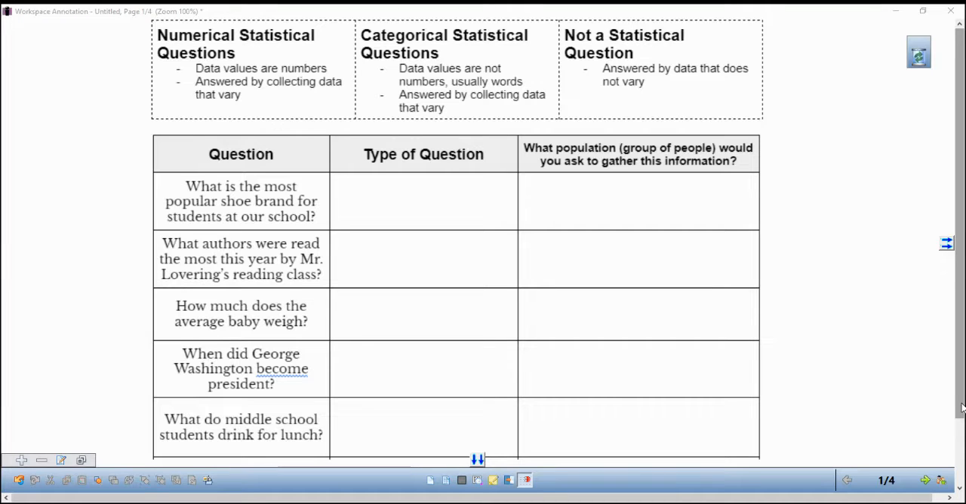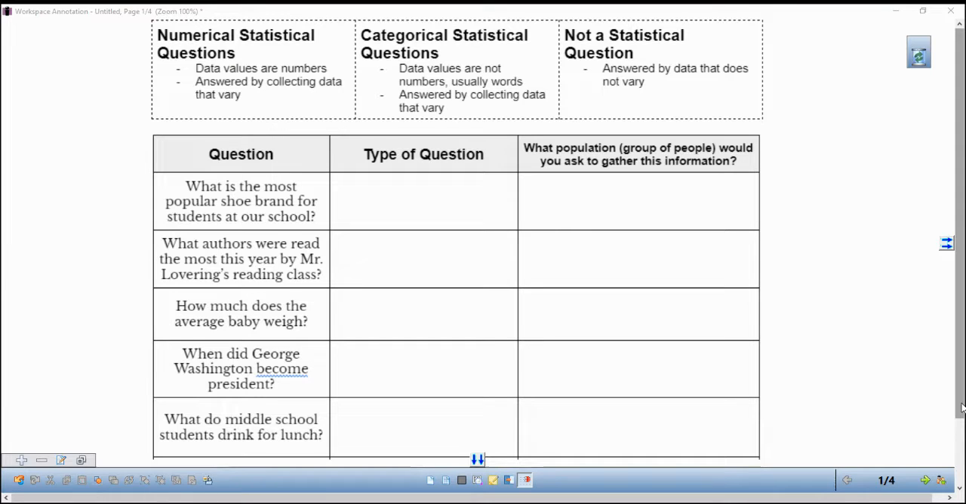Okie dokie. So we're going to be starting our new unit today called Statistics. And the first thing we're going to talk about in our unit are called Statistical Questions. As human beings, we use statistics to help us answer questions about ourselves and about our world. There's something called the statistical process, kind of like a scientific method where you follow certain steps to answer your question. So the first step is to have a question. That's what we're going to talk about today.